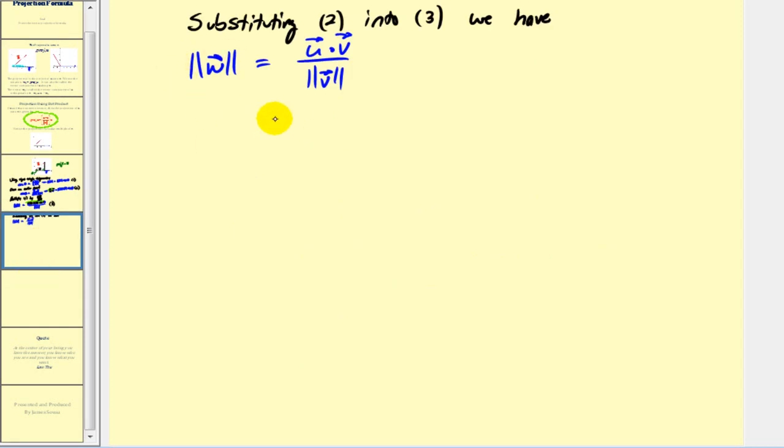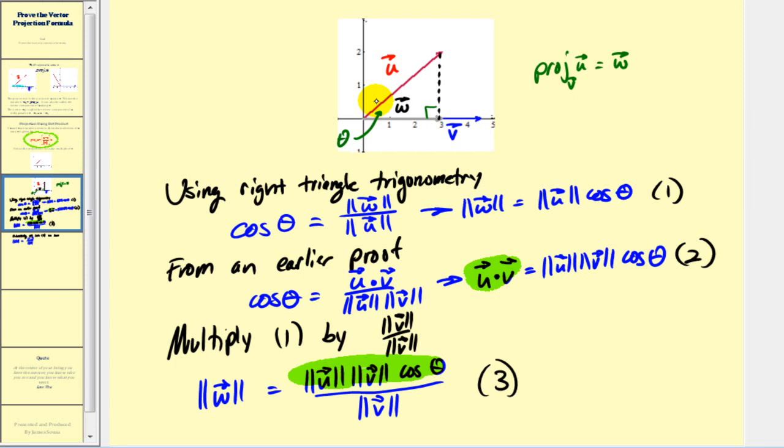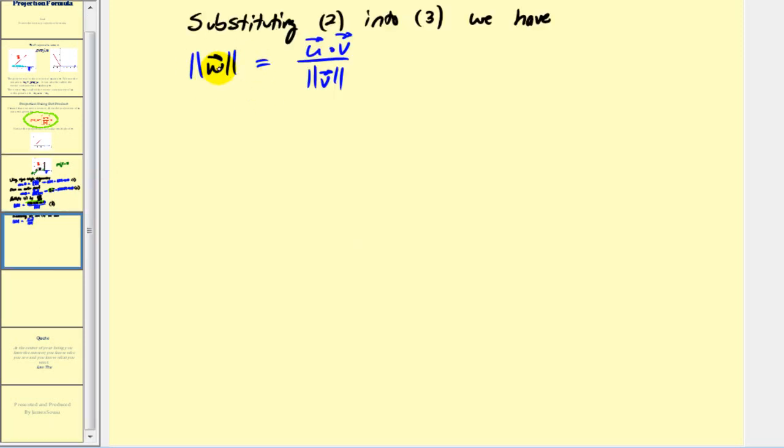Now that we have a formula for the magnitude of vector w, the last thing we need to do is make sure that it's parallel to vector v. Remember, we're projecting u onto v, so if it's pointing in the same direction or at least parallel to vector v, it must be the scalar multiple of v. So we're going to take the magnitude of w and multiply it by the unit vector in the direction of v.